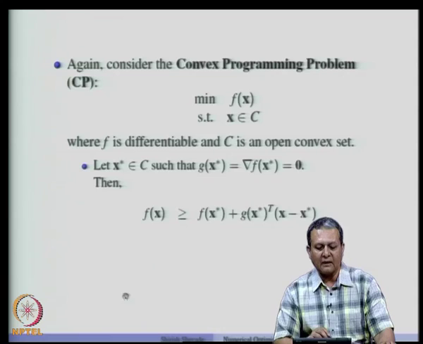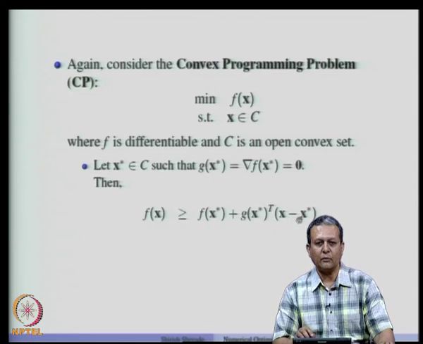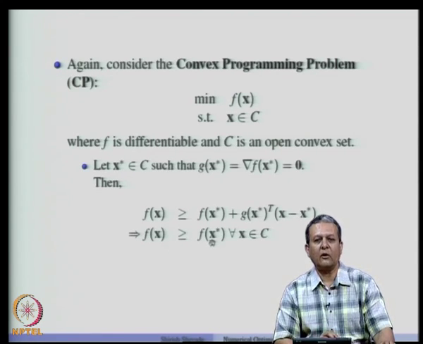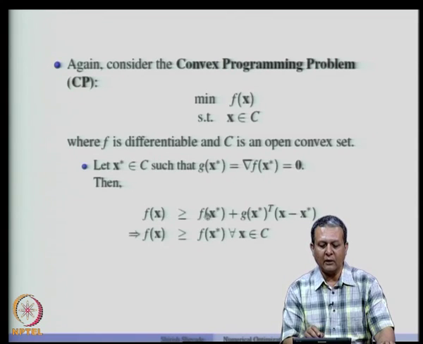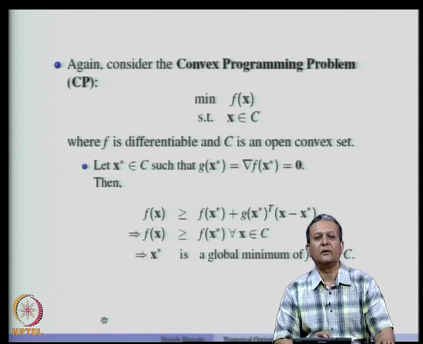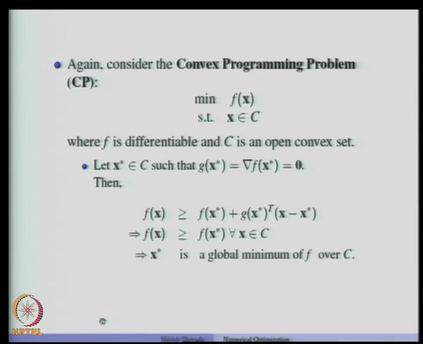So, suppose we take any x in the set C, then using our theorem we can say that f of x is greater than or equal to f of x star plus g of x star transpose times x minus x star. Now, we know that g of x star is 0. So, this quantity is 0. Therefore, we can say that f of x is greater than or equal to f of x star for all x belonging to C. Remember that this inequality holds for all x belonging to the set C. Now, this means that x star is a global minimum of f over C.